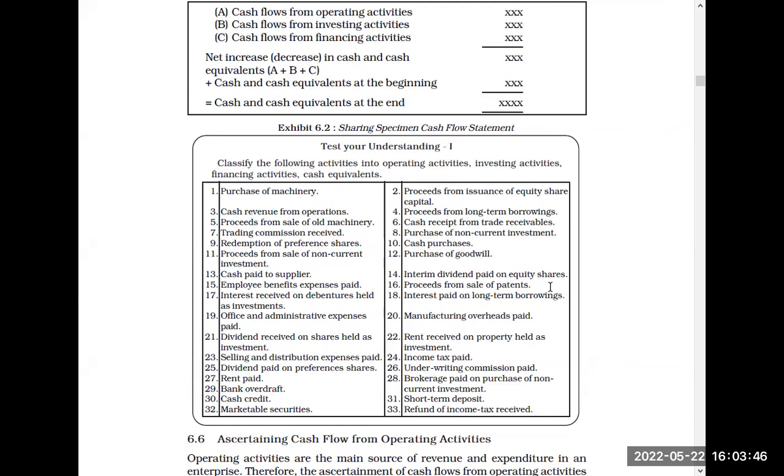Purchase of machinery, investment. Quickly, you have to say. The second one. No, second one, this side. Second number. Number 2 is financing. Please look at the number, I'm talking about the serial number. Third one, cash revenue, operating. Fourth one, financing.